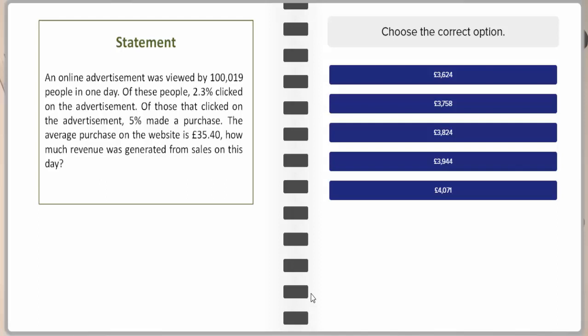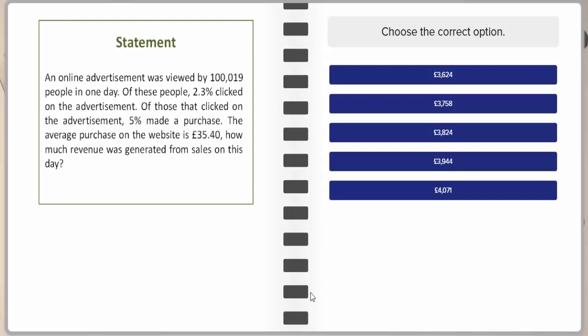An online advert was viewed 1000 times. Of these people, 2.3% clicked on the advertisement. Of those that clicked on the advertisement, 5% made a purchase, and the average purchase on the website is 35.4. How much revenue was generated from the sales on this day?